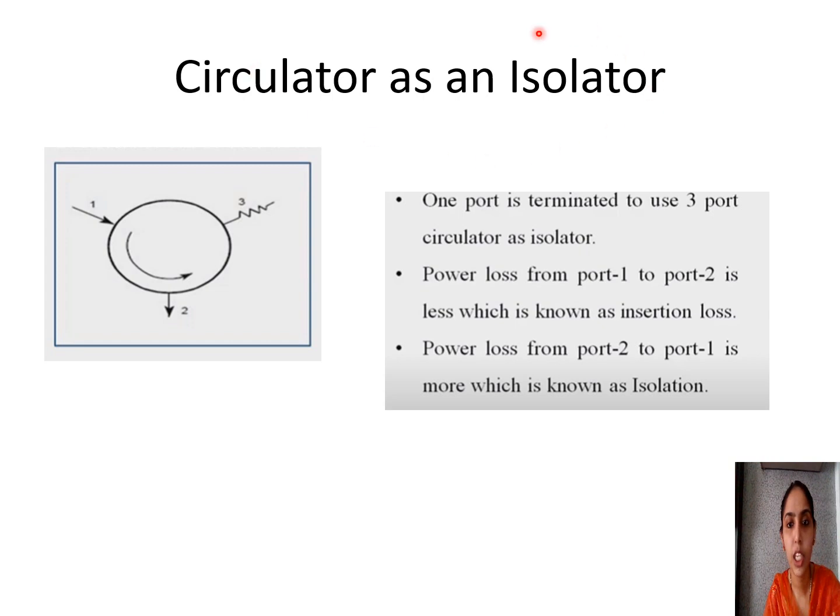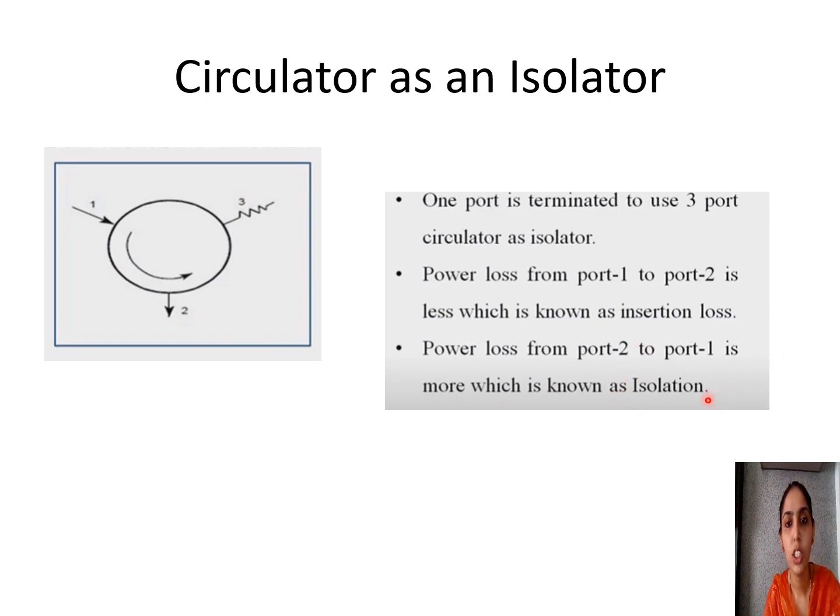Now commonly we employ the isolator device such that it allows the wave propagation only in one direction and not in the reverse direction. But if we do not have an isolator, we can also employ our circulator as an isolator. That is, if we consider a 3-port circulator, one port is terminated. To use a 3-port circulator as isolator, you can terminate the one port and use it as an isolator. So the power loss, say, from port 1 to port 2 is less, which is called the insertion loss, and the power loss from port 2 to port 1, that is backwards propagation, is more, which is known as the isolation.